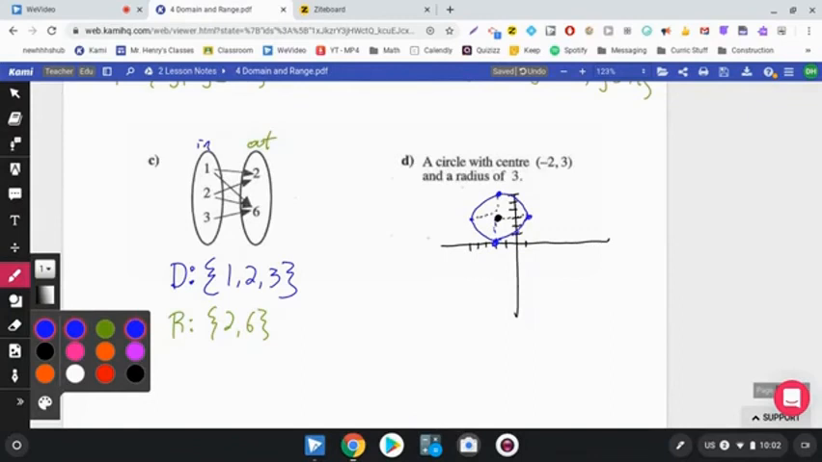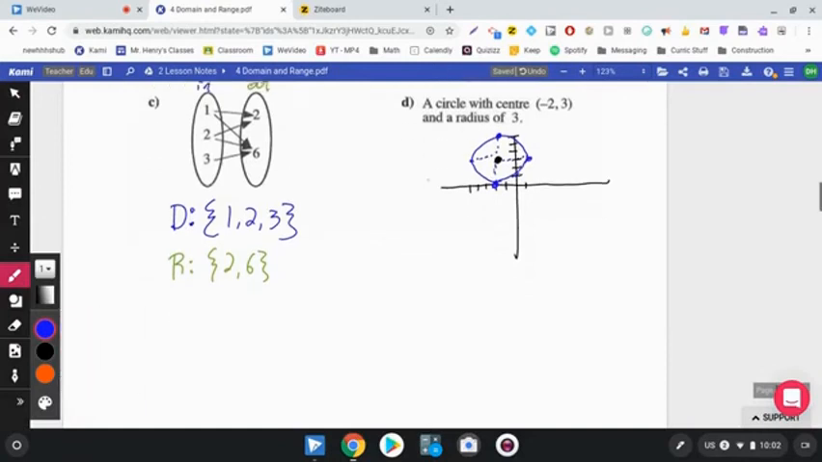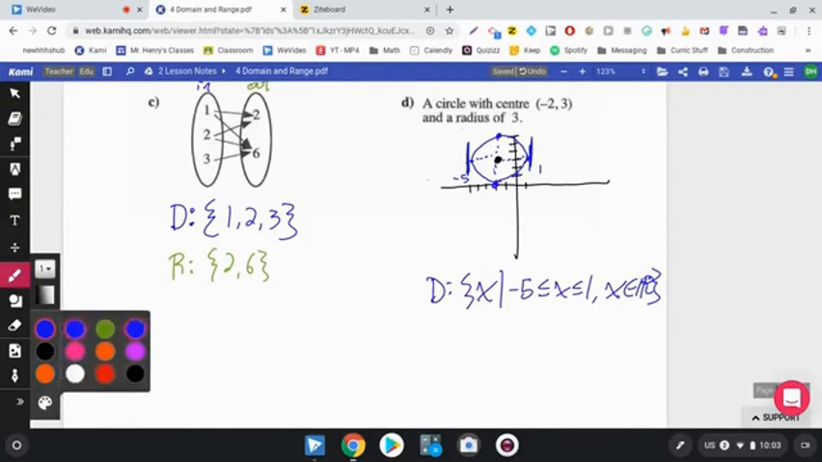Okay. And then from there, it's pretty easy for me to state my domain and range. My domain, x such that. Well, it looks like I go all the way from -5 to 1. -5 is less than or equal to x, less than or equal to 1. Once I get this pattern down, I can really fly through domain. The smaller number to the big one, my inequalities face the same way.